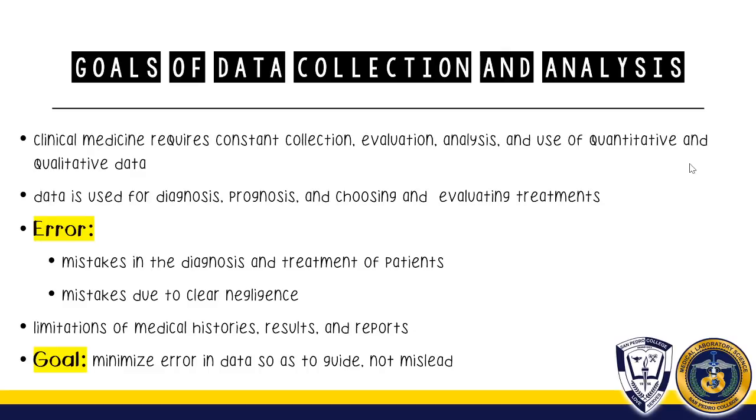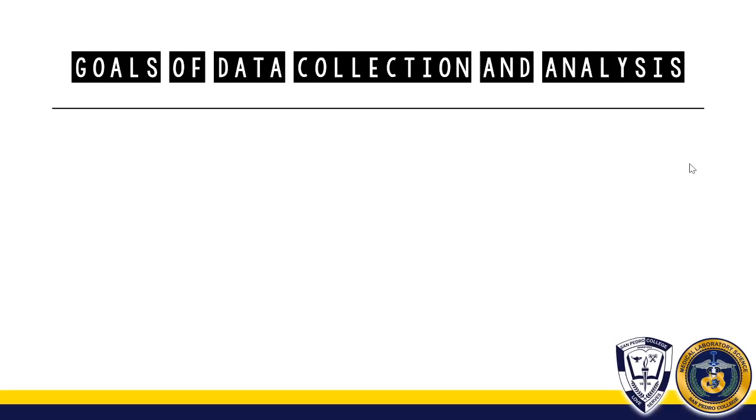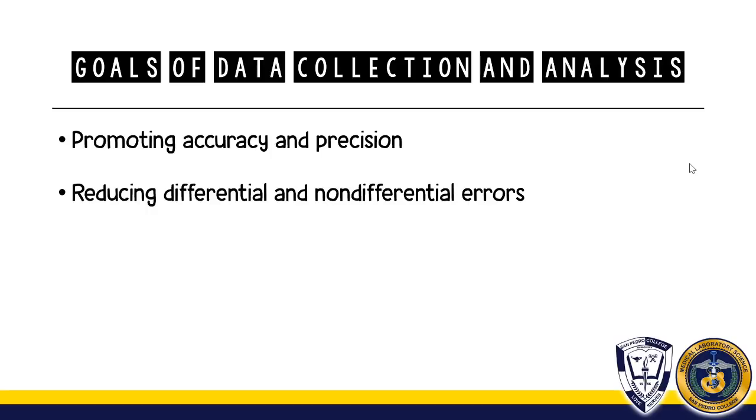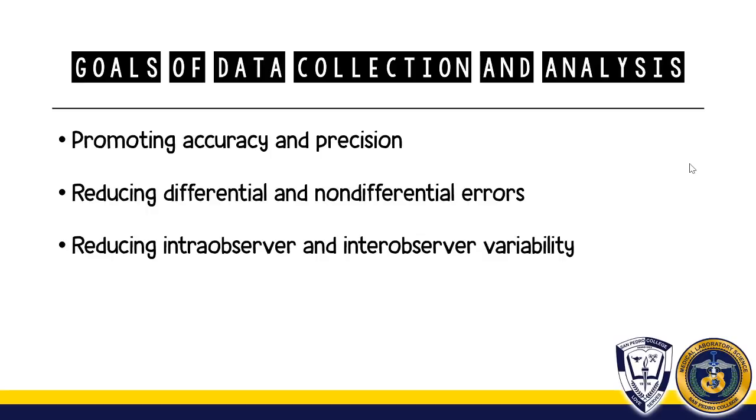So how do we achieve this goal? What will we do? First is to promote accuracy and precision. Second is to reduce differential and non-differential errors. And lastly, to reduce intra-observer and inter-observer variability.